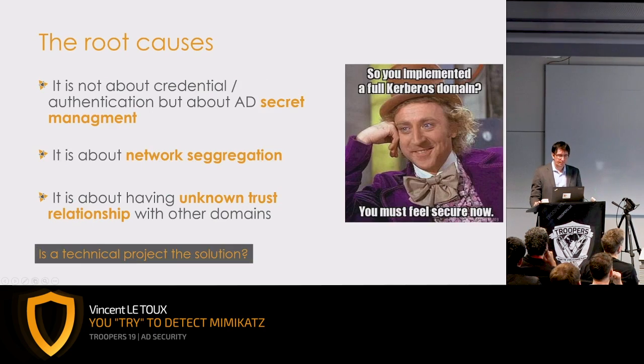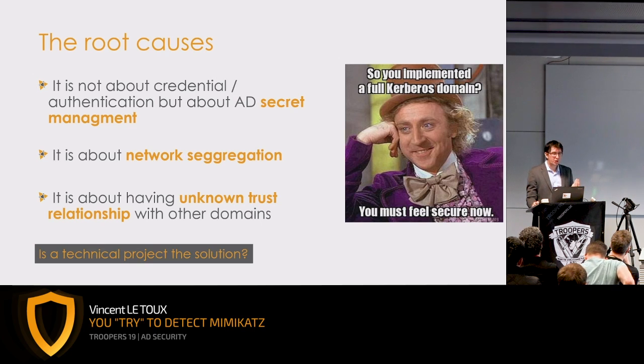I think the root cause is not that simple. What I've looked at is that it's not about credentials, but more about secret management. You have many secrets in the domain which can take control of the domain. You have the KRBTGT password, the DC hash, the trust hash, the DPAPI backup key, you have many secrets. But for each secret, you do not have a process to manage it. For example, for the DPAPI key, please tell me a procedure to change it without breaking the domain.